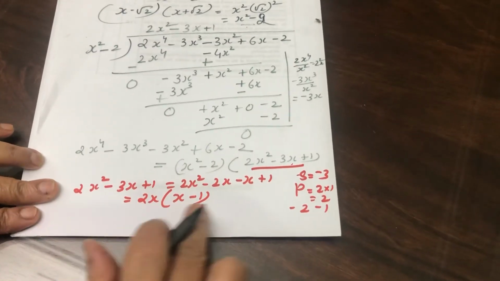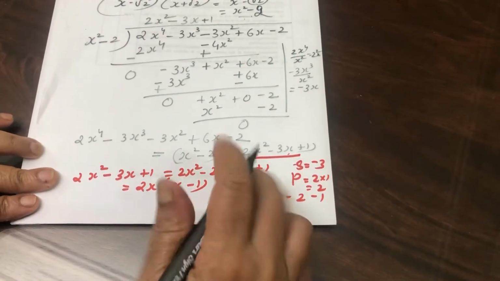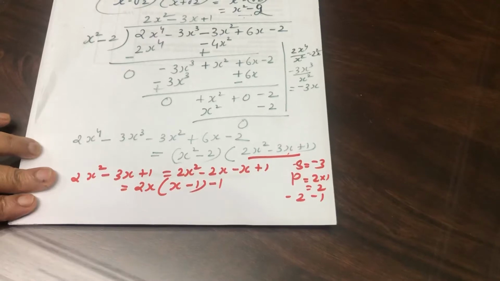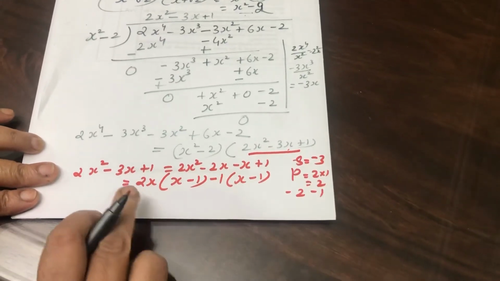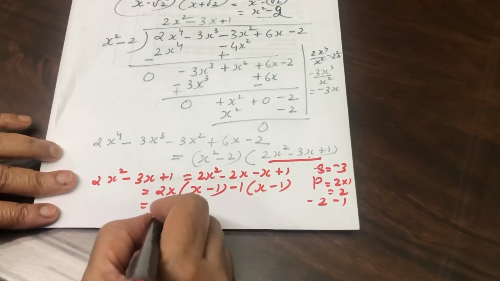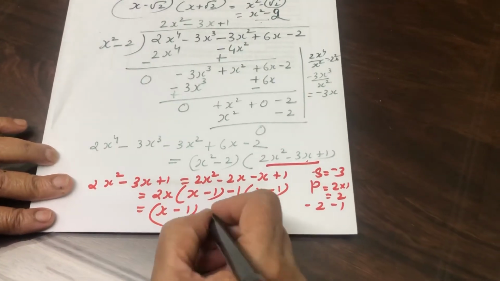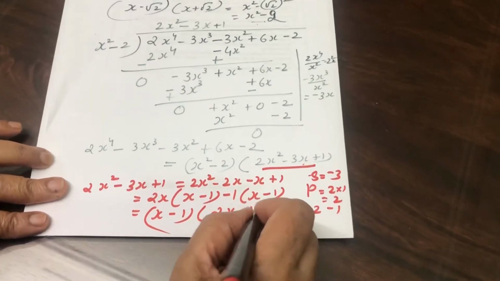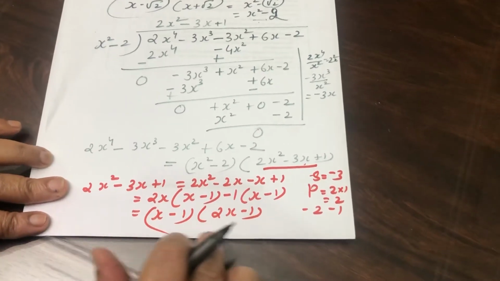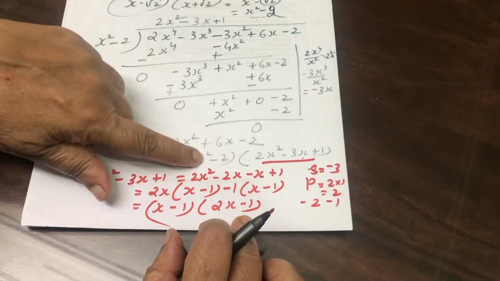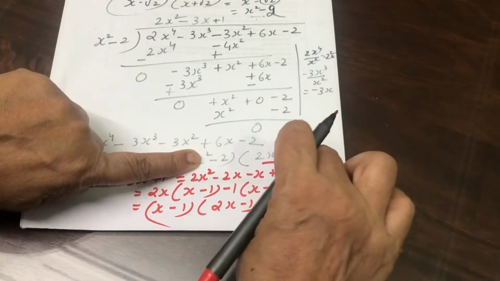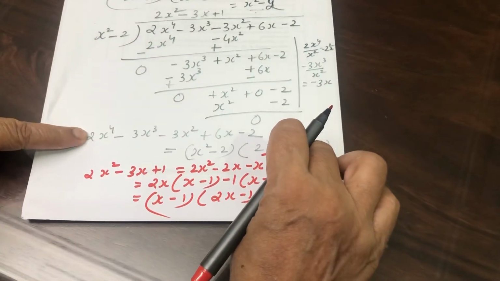Since this is x minus 1, you have to make this also x minus 1. So I am taking minus 1 out. This is x minus 1. Out of these two terms, x minus 1 is common. 2x minus 1 is here, also coming here. So here, this can be 0 and this can be 0. Then only the polynomial will become 0.